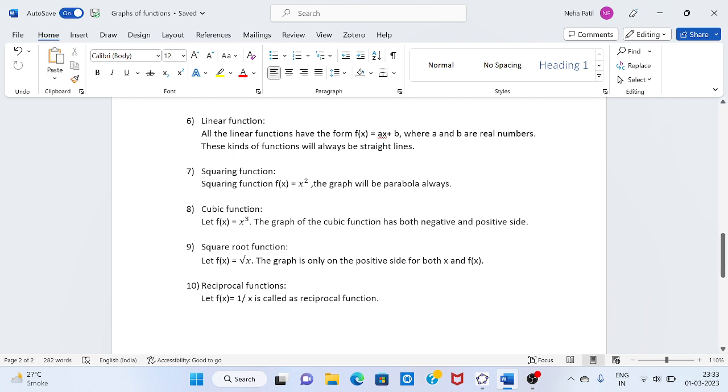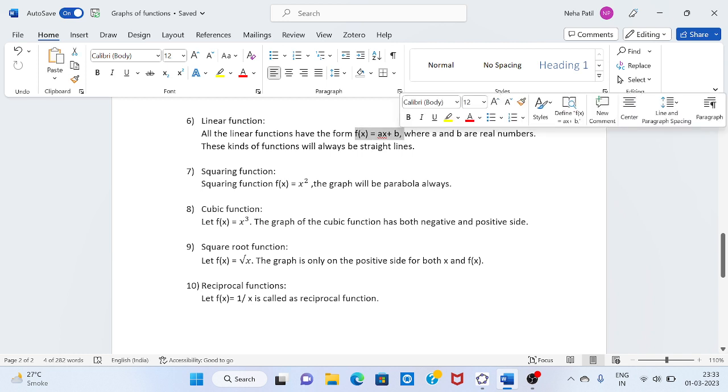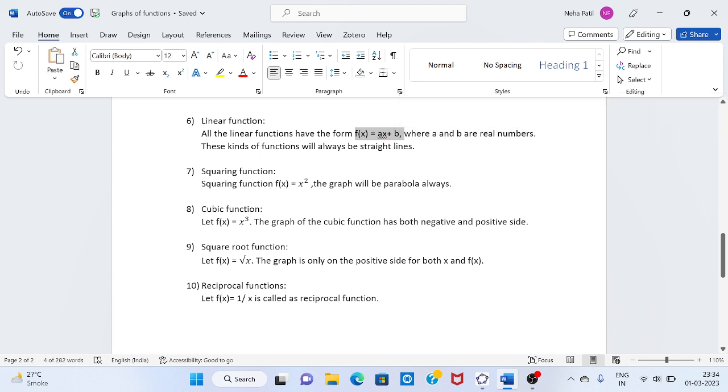Now what is a linear function? A linear function is basically f of x equal to ax plus b, where the degree of x will always be equal to 1. And these kinds of graphs will always be a straight line. They are called linear functions because it is a polynomial but with the degree strictly 1. If you see the power of x, we have only 1, and hence they will always be a straight line.